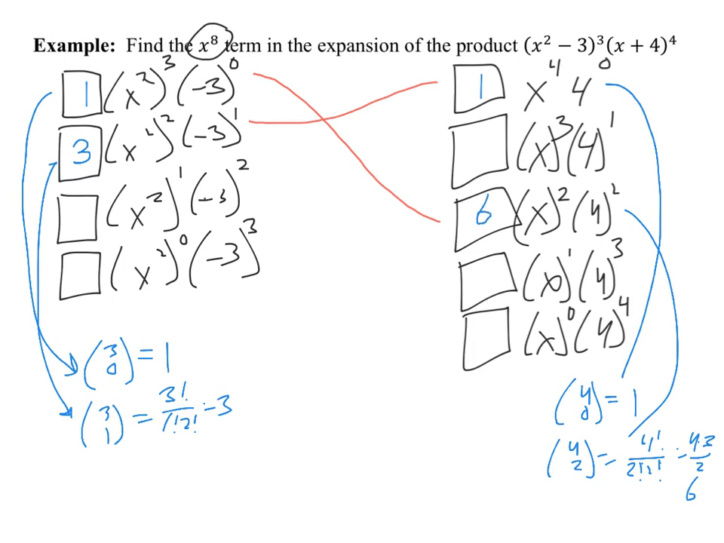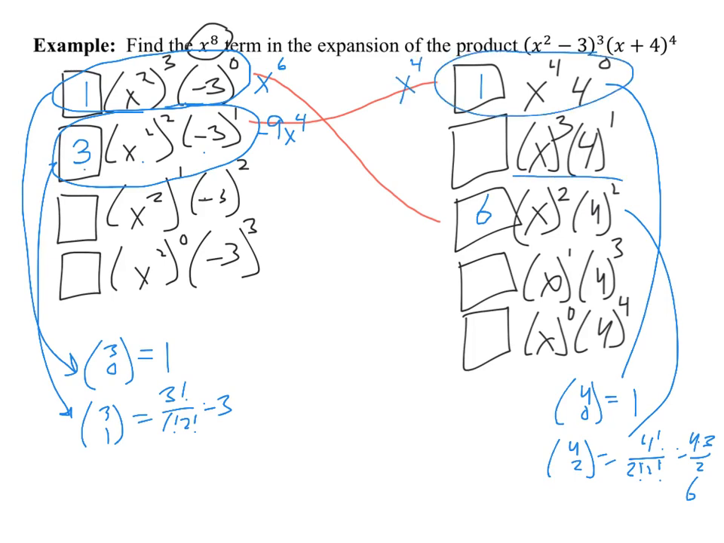Now that I have those coefficients, I can figure out what these actual terms are. If I multiply all of this together, this is just going to be a pure x to the 6th power. This next one, I'm going to have 3 times the x to the 4th times the negative 3, so that'll be negative 9x to the 4th. Moving over to the other side, if I multiply all of this together, it's going to be x to the 4th power. And if I multiply all of these together, we're going to have 6 times 16. That's 96x squared.